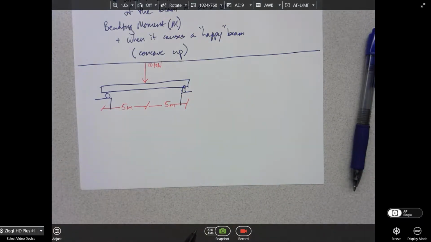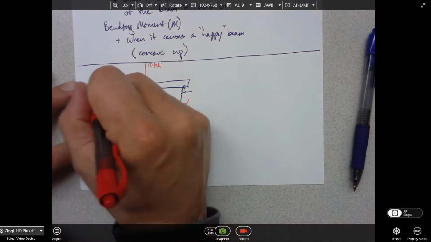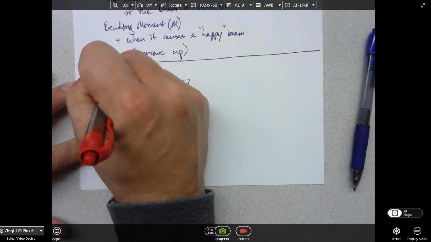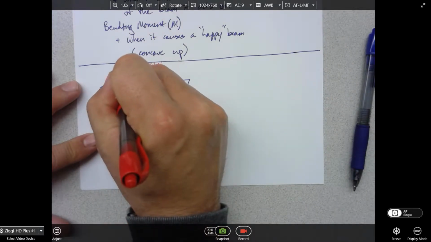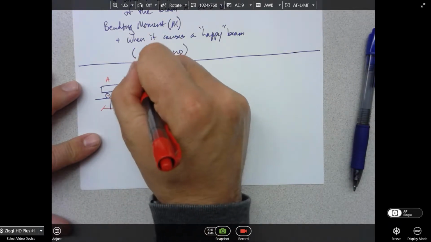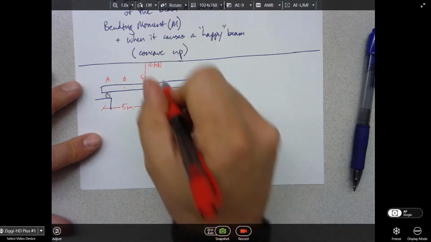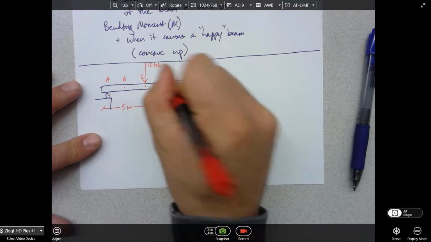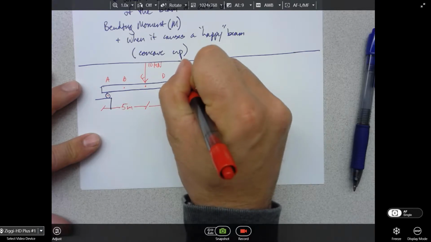Okay? I'm going to label some points here: A, B, C, D, and E.